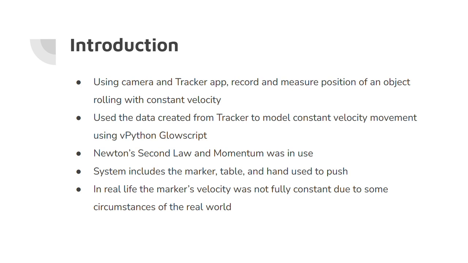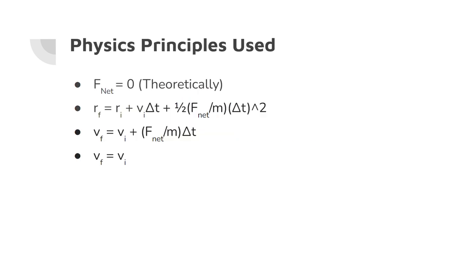The system of the experiment included the marker, the table, and the hand that was used to push the marker. In real life, the marker's velocity was not constant due to some circumstances of the real world, such as friction, force, and gravity.